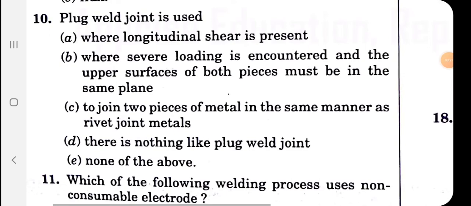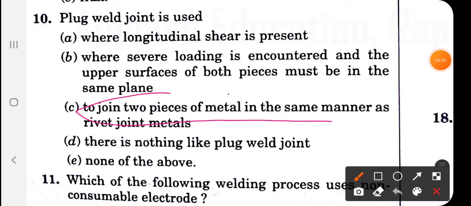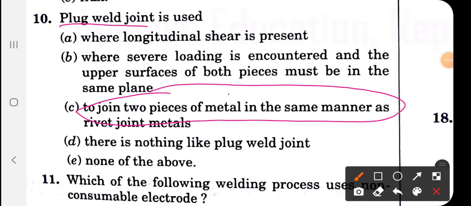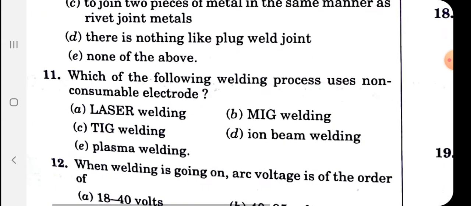Okay, plug weld joint is used to join two pieces of metal in the same manner as a rivet joint. So that is called a plug. Plug will do plugging like that. Two pieces of metal in the same manner as a rivet joint. That we call a plug welded joint.